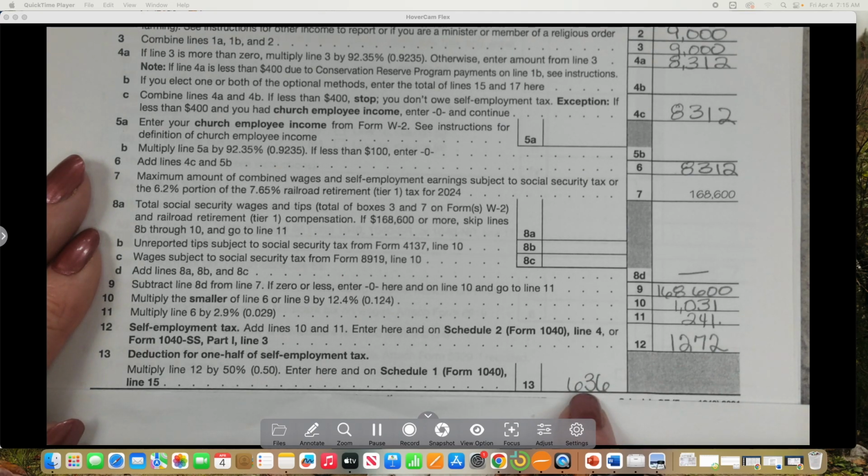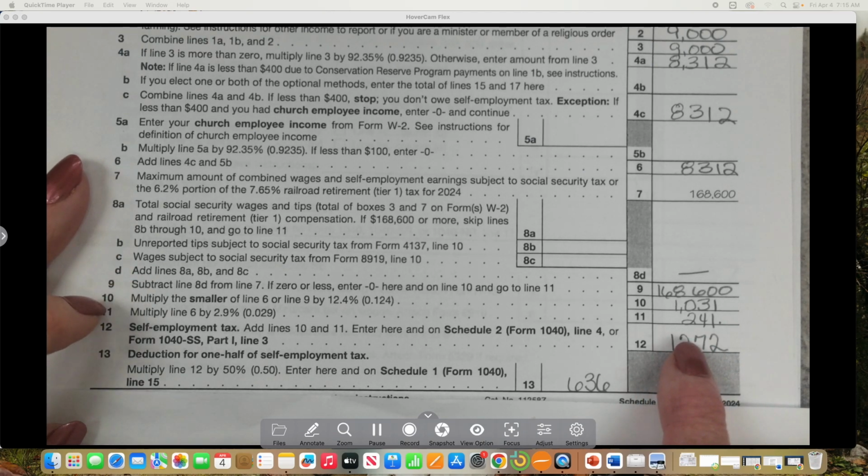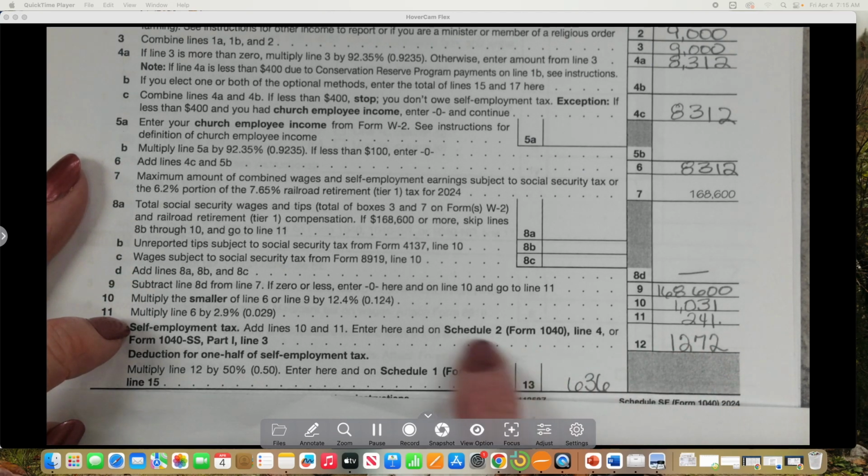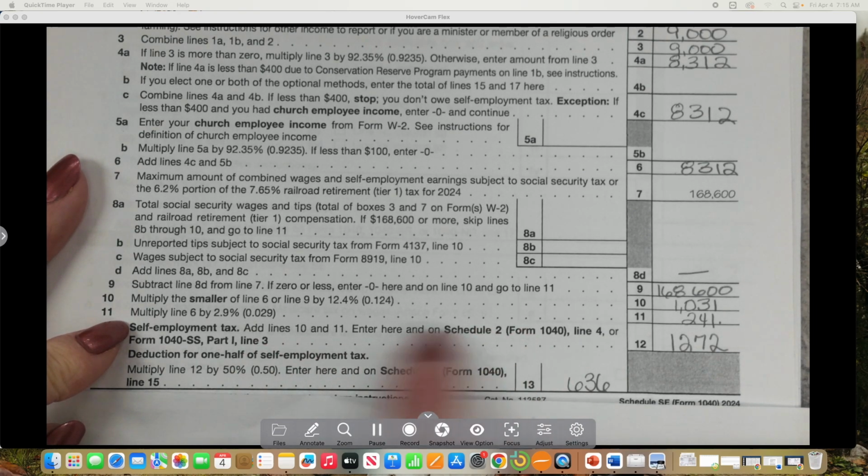And we're going to enter that on line 15 on Schedule 1. And we're going to enter this amount on Schedule 2, okay? But this is actually going to go on to Form 1040, okay?